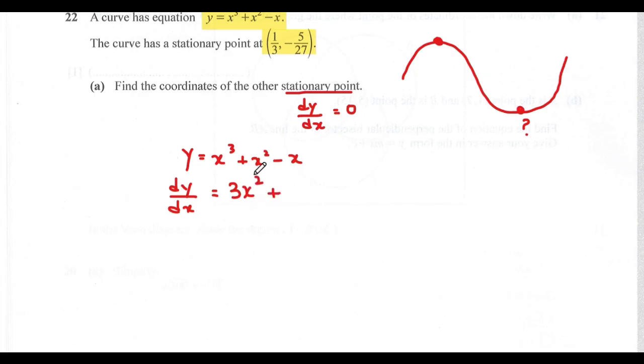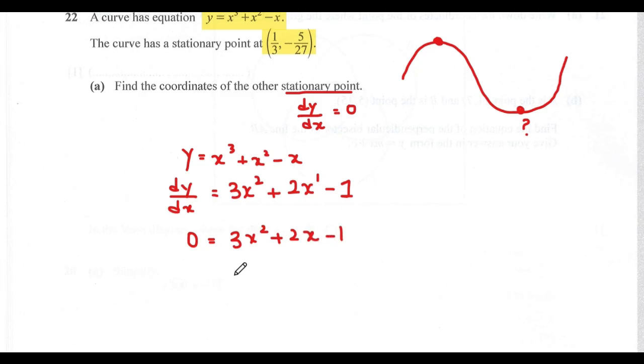We do the same thing again. 2 times 1 would be 2, and then subtract 1 from the exponent, it would be 1. And the derivative of x would be 1. Now after taking the derivative, we are supposed to put dy by dx equals 0. So the remaining equation would remain as it is.